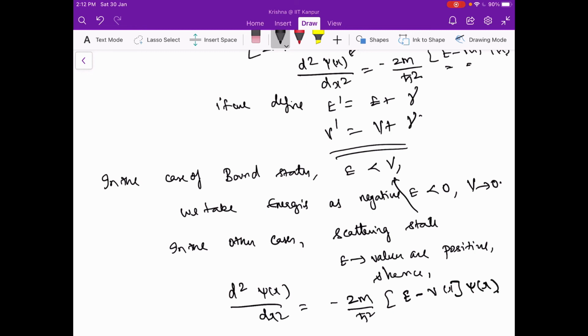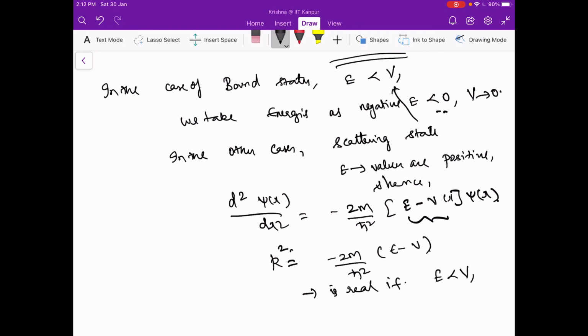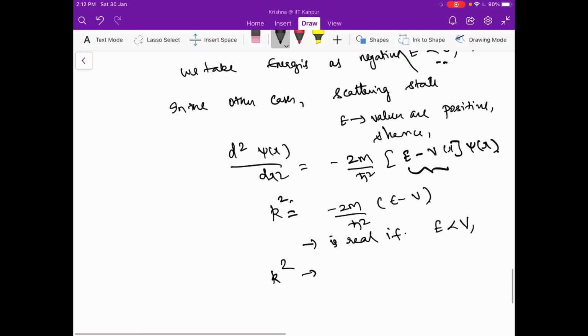So you can see that if E is less than V, this entire value is going to be negative, and hence the k value, which is defined through k square equal to minus 2m by h bar square (E minus V), is real if E is less than V, and k square is negative and k is imaginary if E is greater than V.